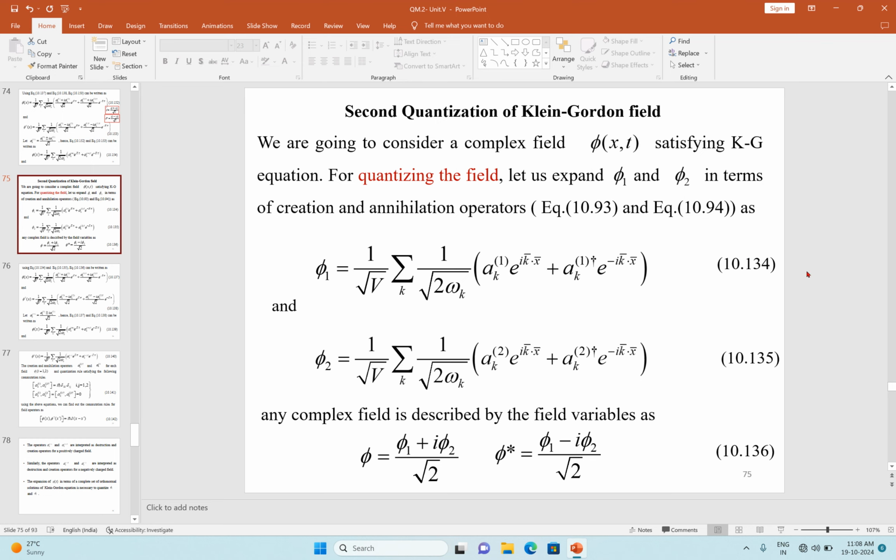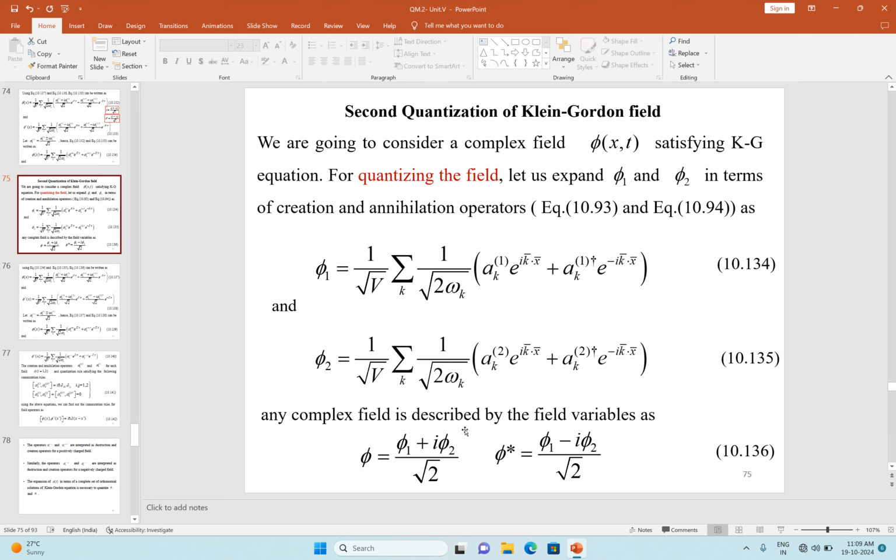So the field function for the first particle is given by equation 10.134, and the field function for the second particle is given by equation 10.135. These two equations we already studied earlier in real and complex fields. Now, as I said, these two equations, 10.134 and 10.135, represent two particles. This is for the first particle and this is for the second particle.